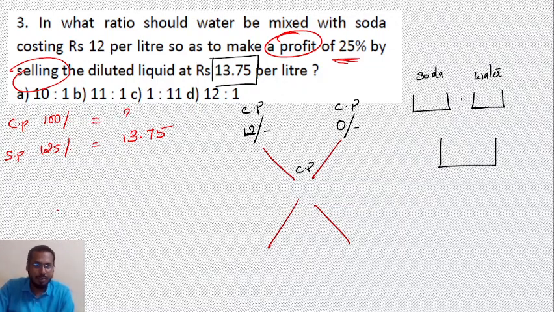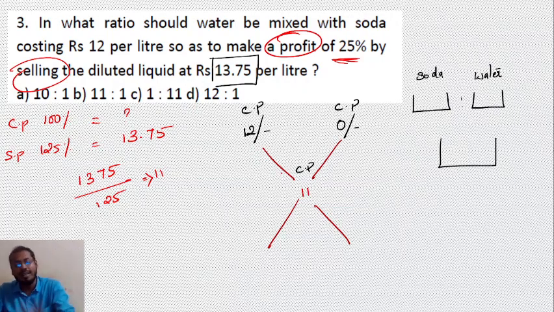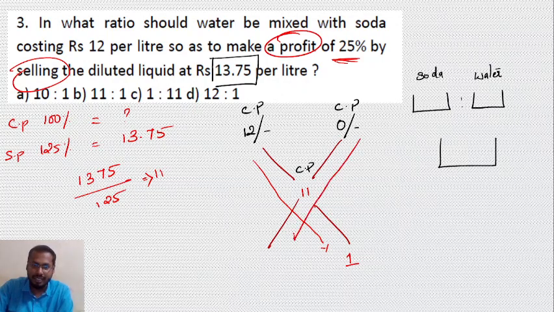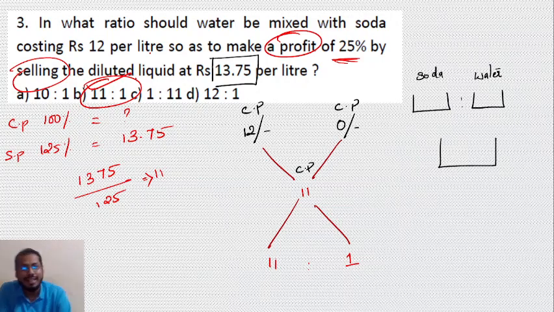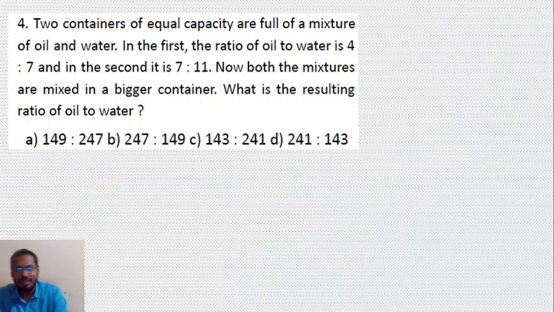So what is the cost price? First multiply this: 13.75 into 100 divided by 125. You will get 11. So here write 11. Now, as usual, take the difference between 12 and 11. What is the difference? 1. These two differences I need to write here, and these two differences I need to write here. That's the concept. And 0 and 11, the difference is 11. So 11 is to 1 is the right answer, option B. Is it clear now? Simple. Next question.